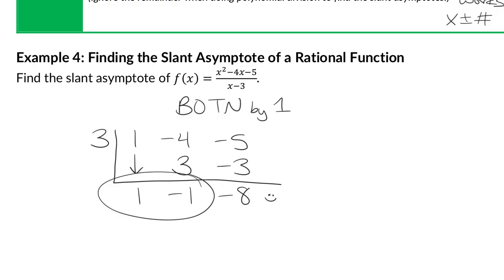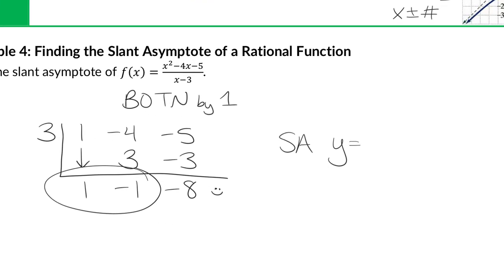So our slant asymptote for this function is y equal to the quotient, 1x minus 1. Ignore the remainder. Do we see how I got that? Even with long division, ignore the remainder.